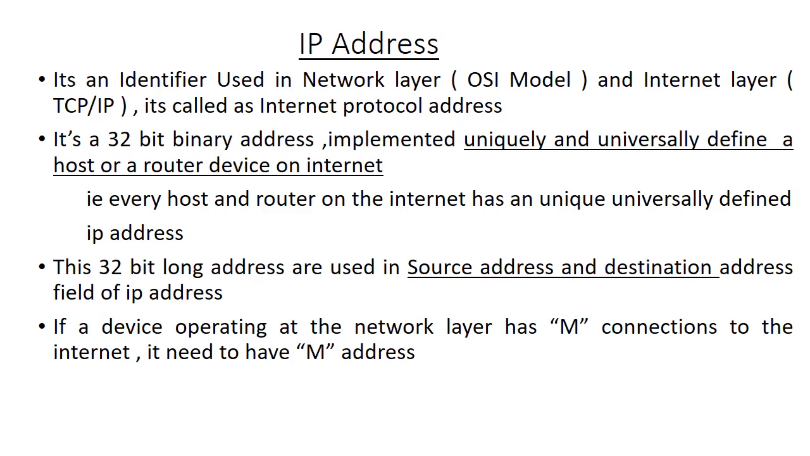So this address will be available in the case of the source address and the destination address. The 32-bit address will be available in the source as well as the destination. For example, if a network has M connections on the internet, it needs M addresses. So that means the IP address will be uniquely distributed. If M connections are there, M addresses will be needed.